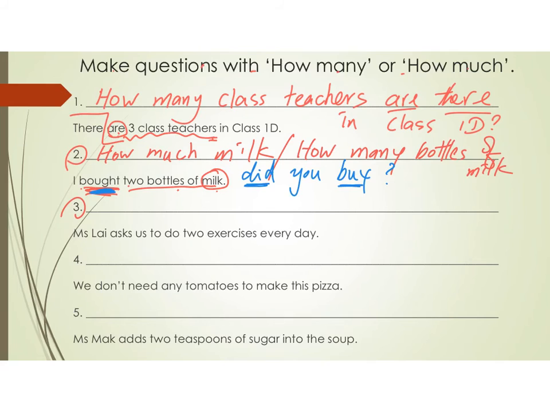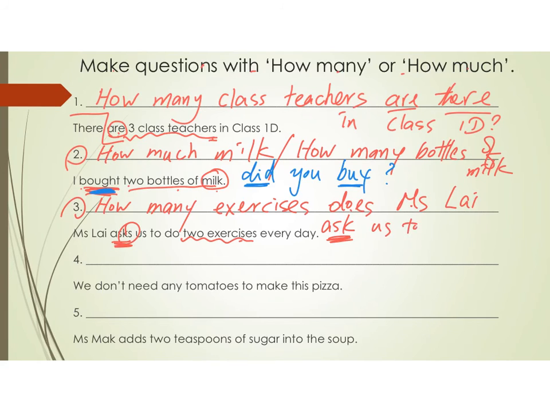Number 3. Miss Lai asks us to do 2 exercises every day. So we are talking about exercises. So we say how many exercises? And then the verb is asks. So it is in the present tense. We need to add does. Miss Lai ask. Okay, do not say asks, but ask. Does Miss Lai ask us to do every day?